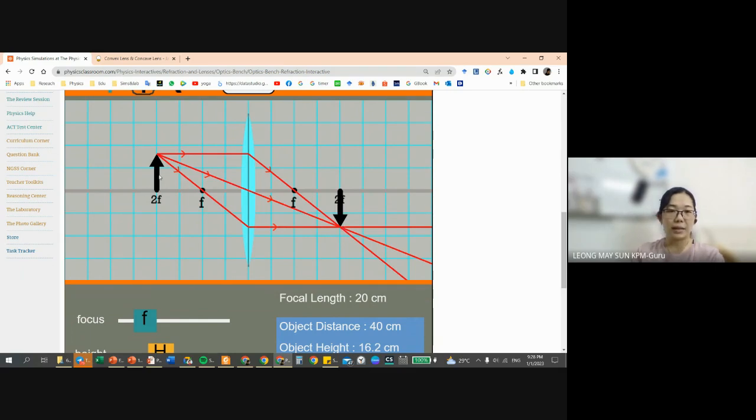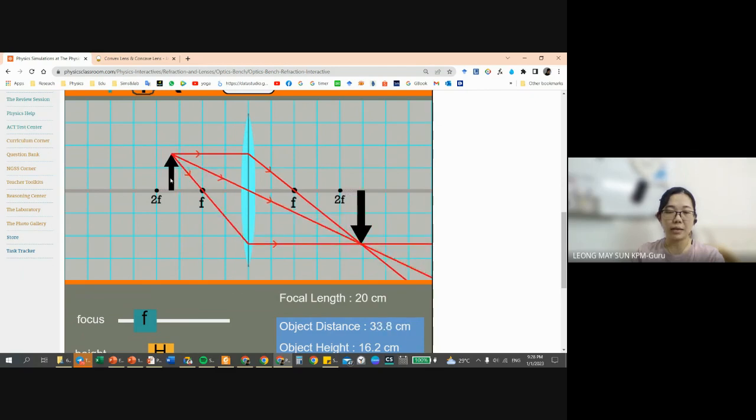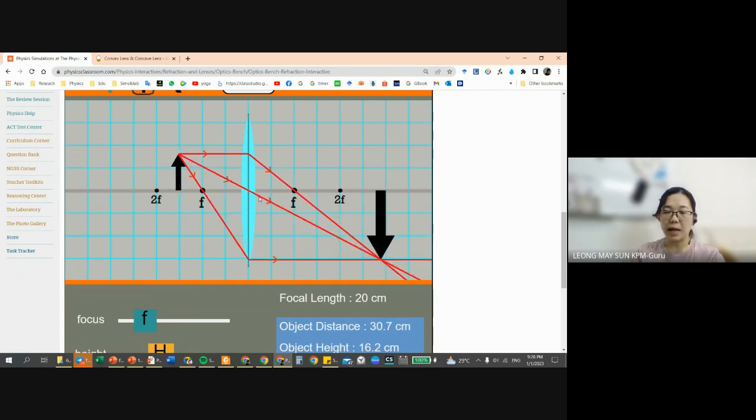All right, then when the object gets closer towards the lens, the image gets magnified. Okay, for me, I don't really memorize the object location and where the image is formed. I normally draw the ray diagrams. So when I draw the ray diagrams, only then will I write down the characteristics of the image formed.